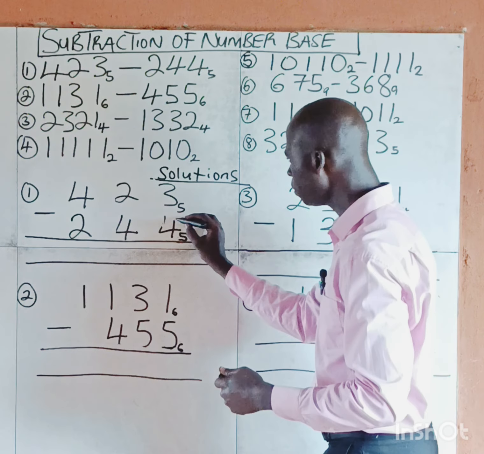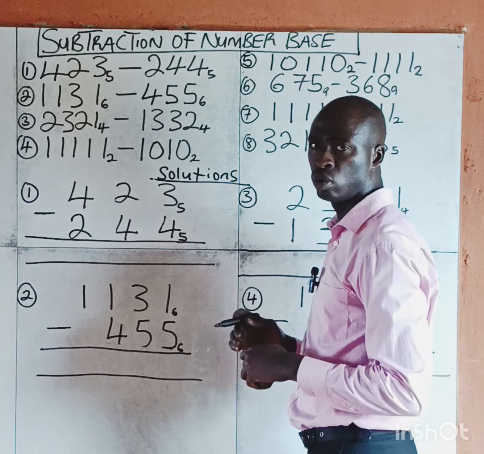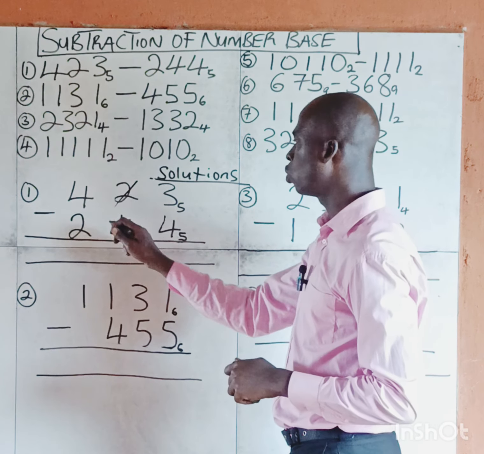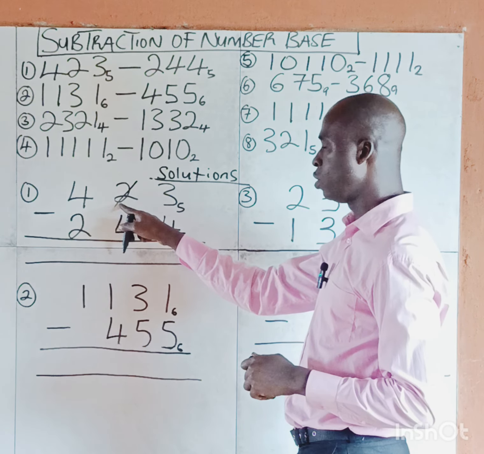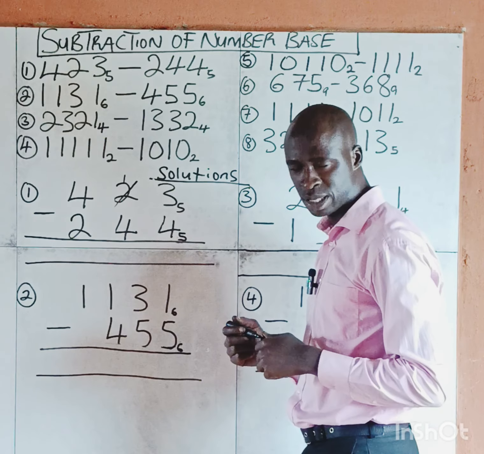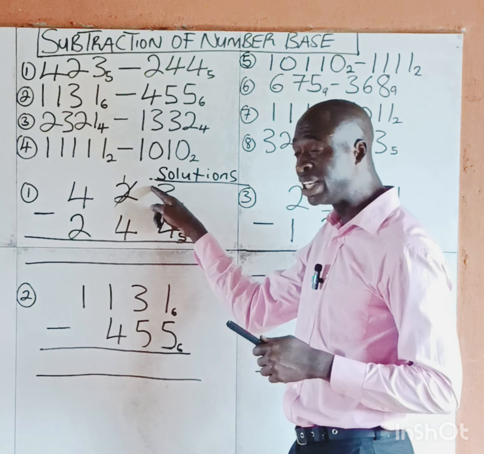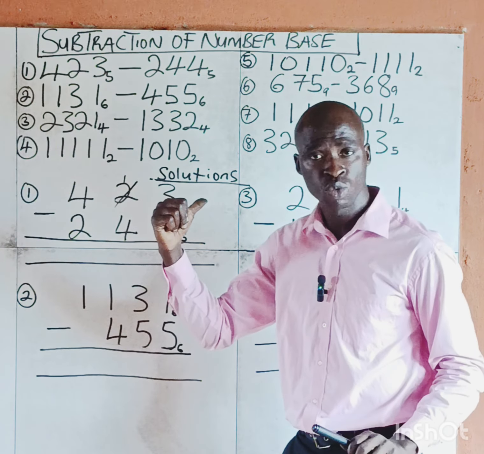Now, this is how it is done. 3 minus 4 is not possible. So what you will do, you simply come here to borrow. Now, if you take a number from this place, here will remain 1. In your regular maths, whatever you borrow, you call it 1 and add it in front of you. That's how you normally do it. But in this subtraction of number base, we don't do it that way.